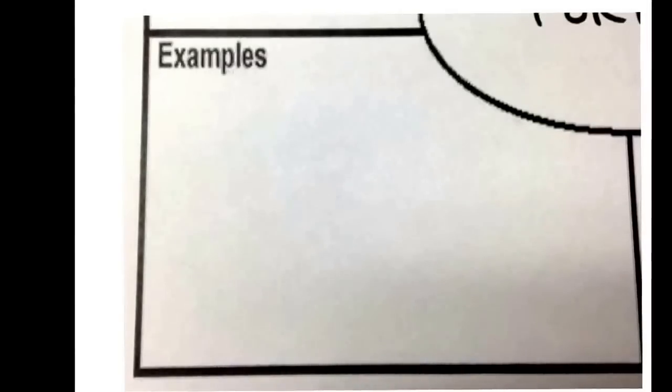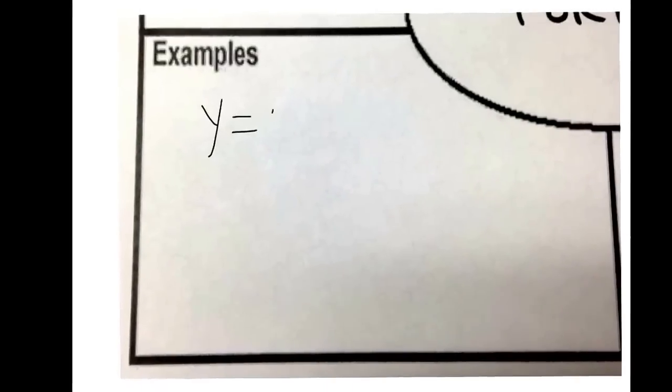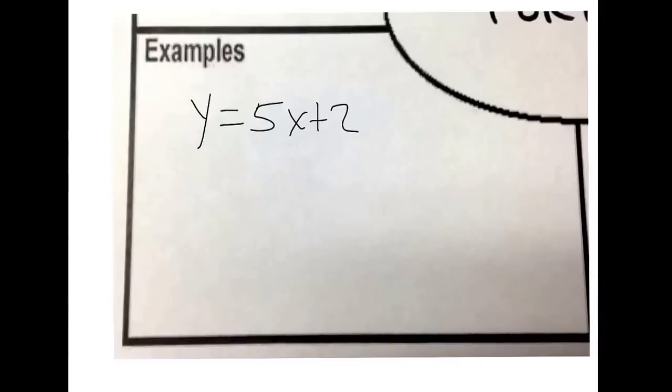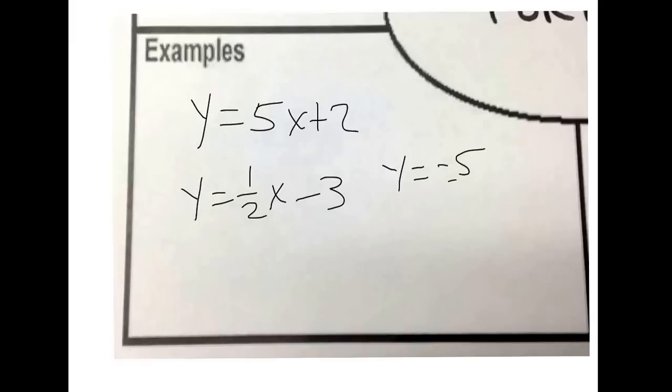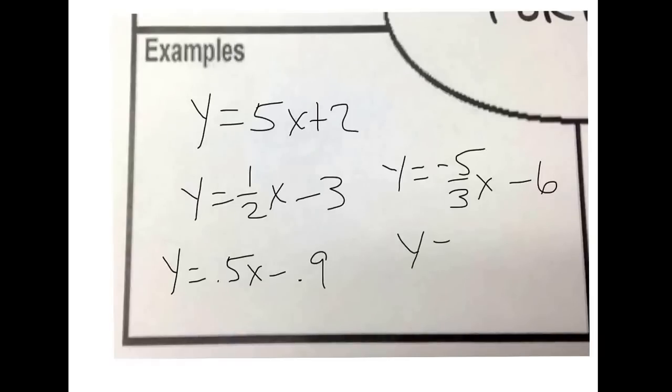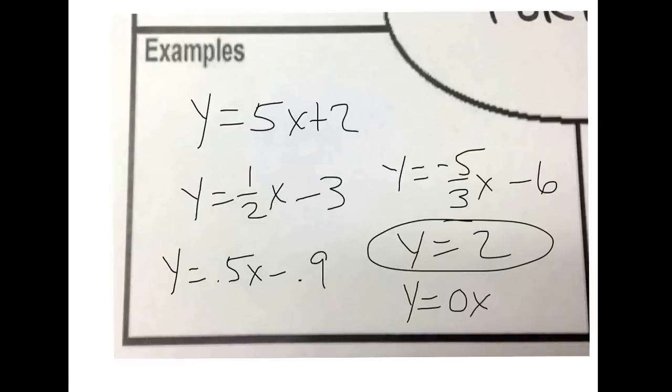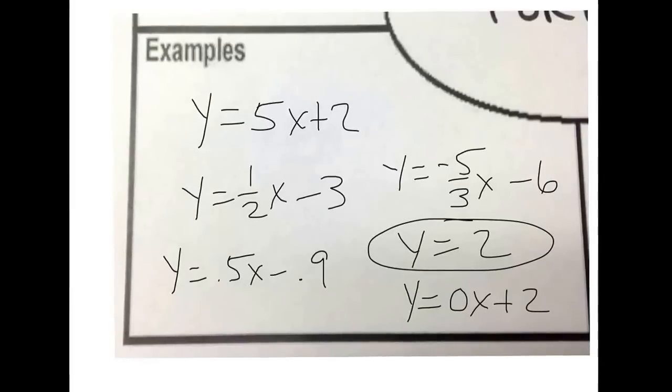Some examples of y equals mx plus b. Y equals 5x plus 2. Y equals 1/2 x minus 3. Y equals negative 5/3 x minus 6. You can even have decimals. Y equals 0.5 x minus 0.9. Y equals 2 is even in the form mx plus b. Before it became y equals 2, it was y equals 0x plus 2, and then the 0 disappears and becomes y equals 2.